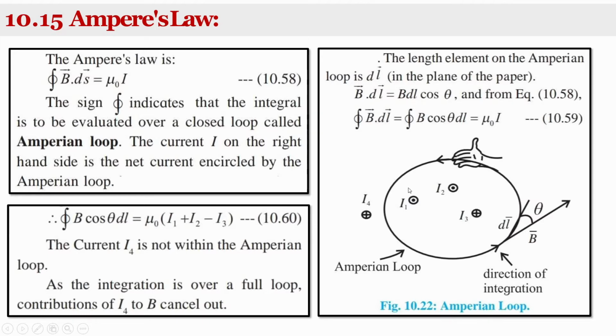According to the right hand rule, the currents are assigned a positive or negative sign. Curl the right hand palm along the Amperian loop with the fingers in the direction of integration. Then the current in the direction of the stretched thumb is assigned a positive sign, and the current in the direction opposite to the stretched thumb is assigned a negative sign.